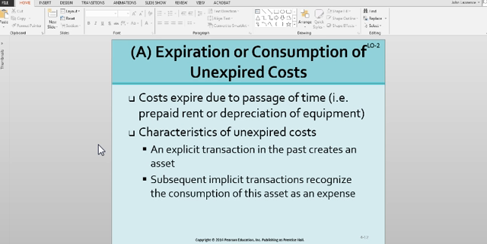The prepaid rent expense and the depreciation of equipment are classic examples, right? We recorded the prepaid rent when we prepaid three months of rent on the day that we did it. As the passage of time goes on, we're matching those costs, or rent expense, with the actual first month, second month, or third month period to which it relates. So that explicit transaction, when we paid the check for our prepaid rent, happens in the past, and thereafter we are going to match those costs with the right period that they relate to.